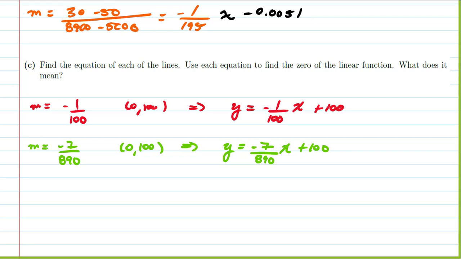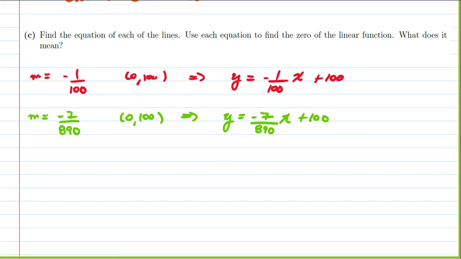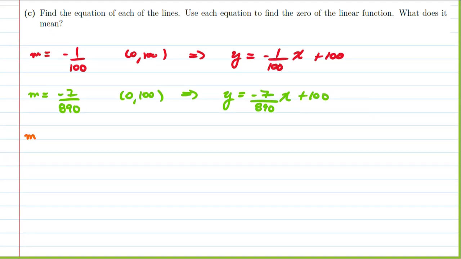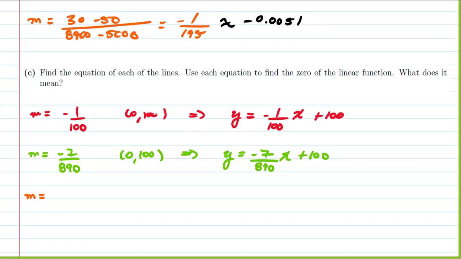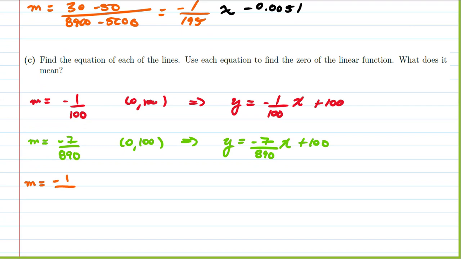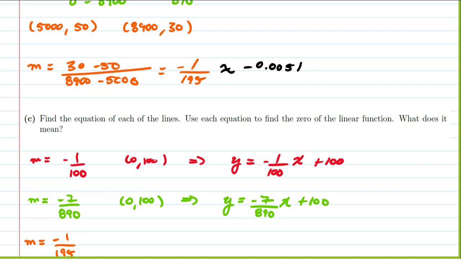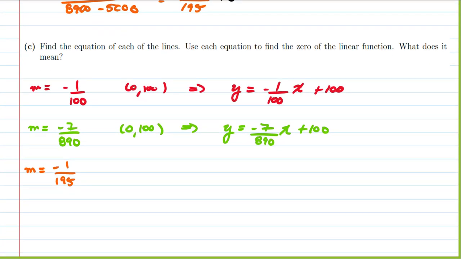And lastly, we're finally to the orange. This one we're going to have to do a little more work. We have m is equal to negative 1 over 195, but we're not using the y-intercept this time. So we're using the point (5,000, 50), and as we discovered in the previous section, if we use the other point, we're going to get the same answer. So if you want to use (8,930), by all means do so. It's not going to change anything.